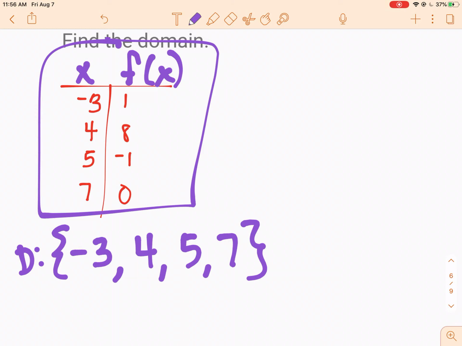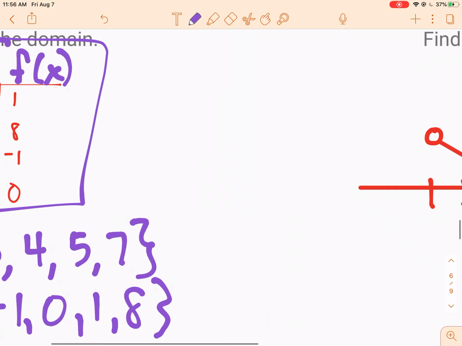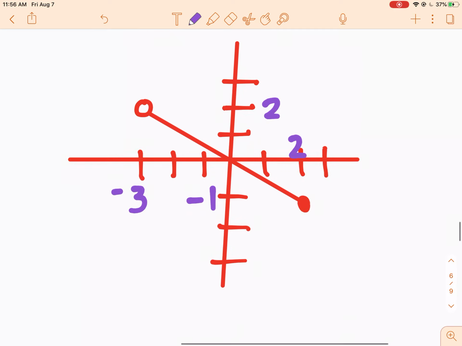So I'm also going to write down the range, even though it wasn't asked of me here. My range would be -1, 0, 1, and 8. And the reason I'm writing that is just so you can see it's a list of numbers. I don't know if they are connected, so therefore I'm not using an inequality idea to say everything between these two spots. This one, however, they are connected. So we're going to call that -3 on our graph. We're going to call this height +2, and we're going to call that a -1. So I'm just giving myself the boundaries.